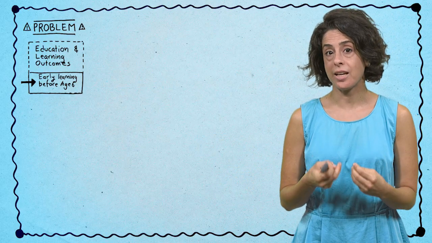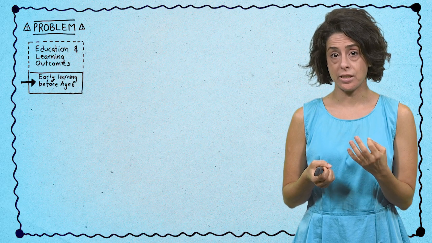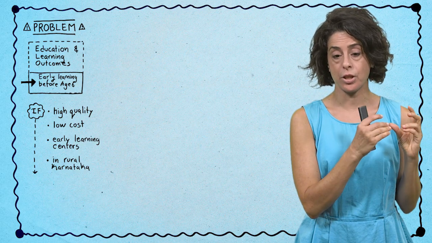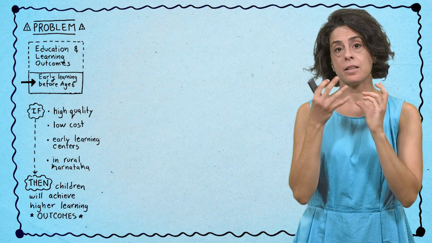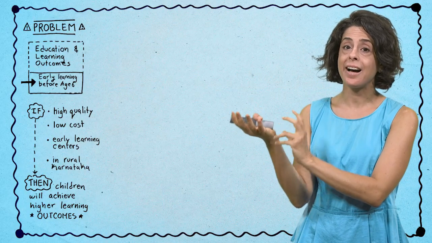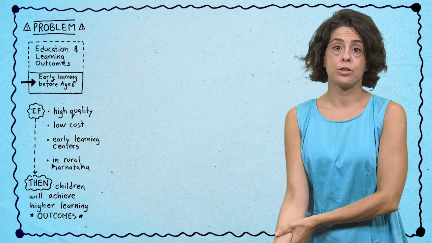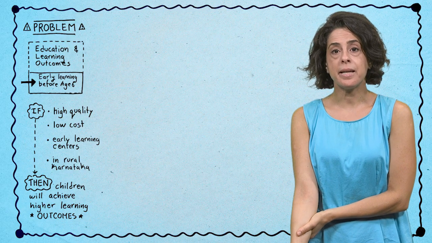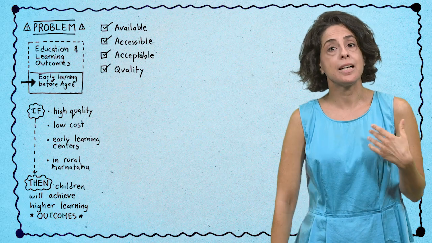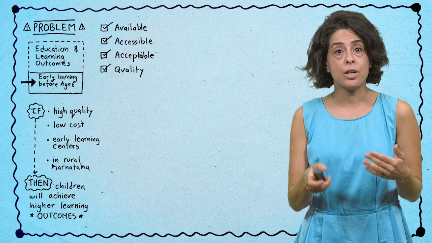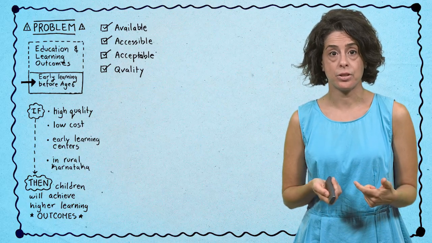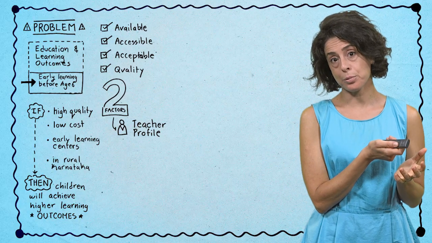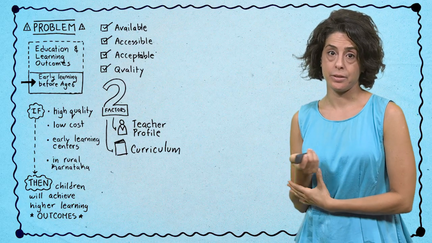And so his theory of change, when he designed his solution, his offering, was that if he can provide high-quality, low-cost early learning centers in rural Karnataka, then children in rural Karnataka would achieve higher learning outcomes after they got into public schools. He really used the AAAQ checklist to make early learning available, accessible, acceptable, and of high quality. And he built on community assets in designing his solution. So two key factors that emerged in his design were the profile of the teachers he employed and the nature and content of the curriculum.